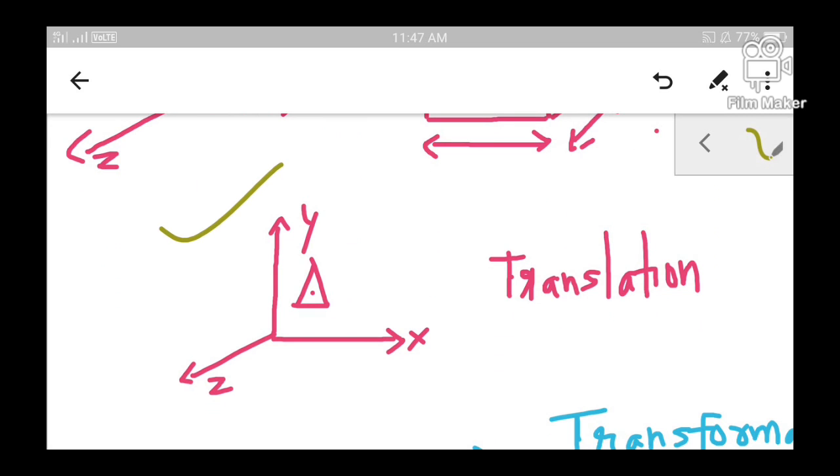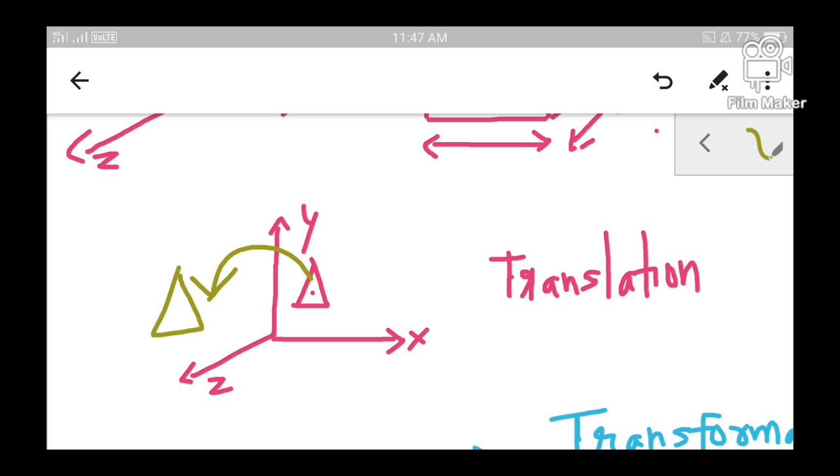Consider this particular picture where I am drawing 3 different axes, that is the x-axis, y-axis and z-axis, which show 3 different dimensions of a 3D object, and let this be the 3D object in its current position. Now I want to move this object from its current position to a new position. Let this be the new position. After transformation, the object will be moved to its new position. Like this.